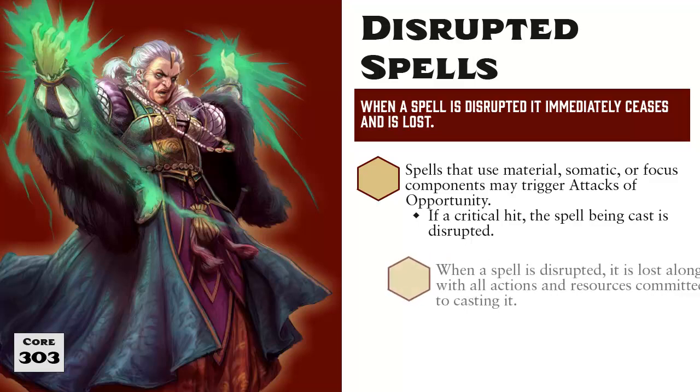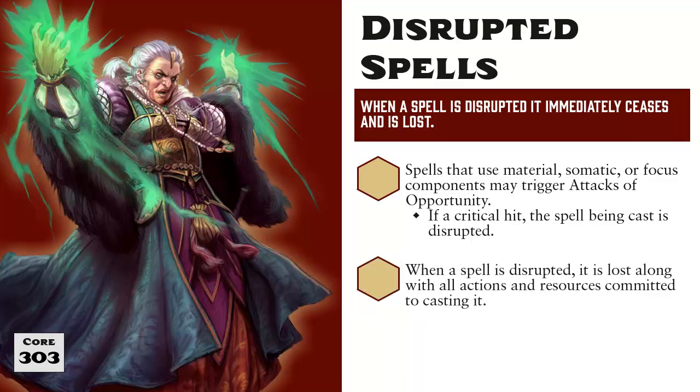When a spell is disrupted, it is lost along with all resources that were committed to the casting of that spell, meaning you lose all of the required actions. If it was a spell that cost 3 actions, and it is immediately disrupted by an enemy's attack of opportunity, then you still lose all 3 actions. The attack of opportunity does not occur after the first of those 3 actions, leaving you 2 that you can still spend on other activities.